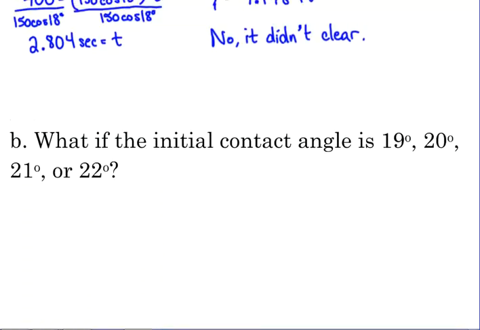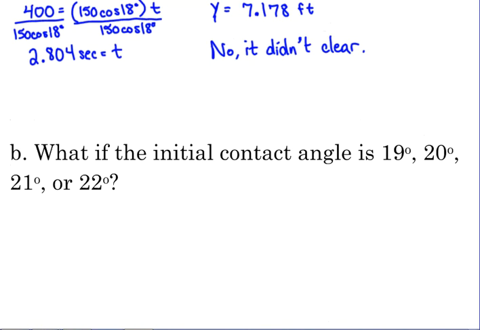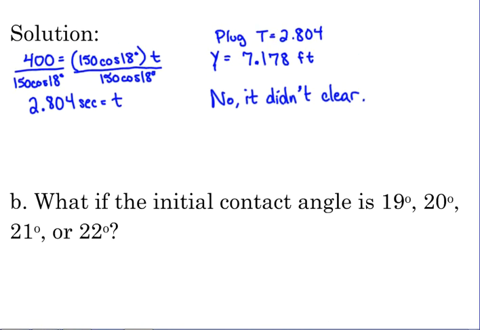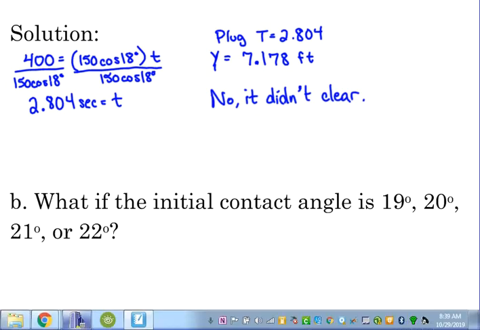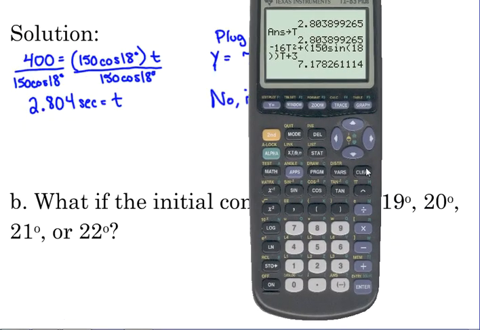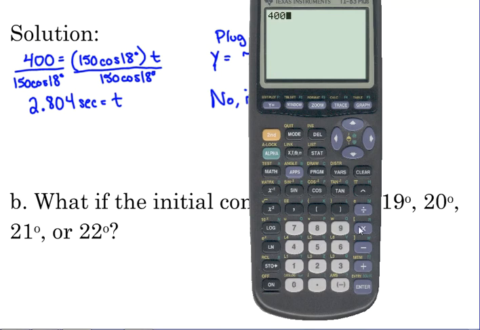Okay, what if the initial contact angle is 19 degrees, 20 degrees, 21, or 22 degrees? Let's figure out what degree he needed to make contact with that ball so that he could clear the wall. So we're just going to repeat our calculations here. 400 divided by 150 cosine 19. Go ahead and store that as t. That took a little bit longer to get there with just 1 degree difference.